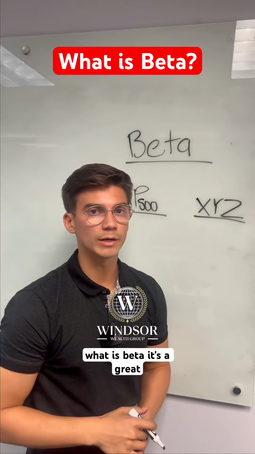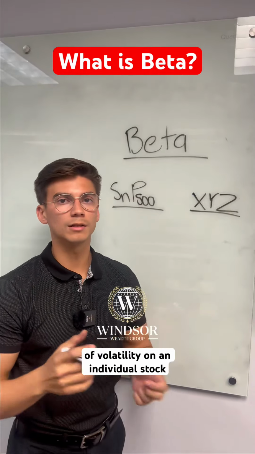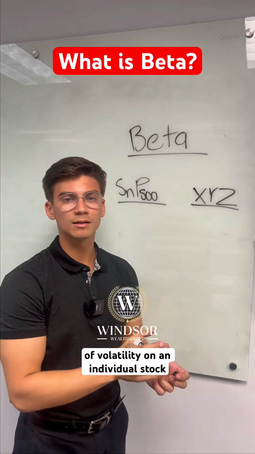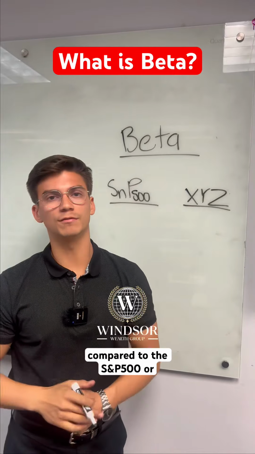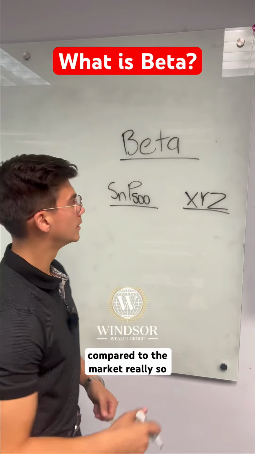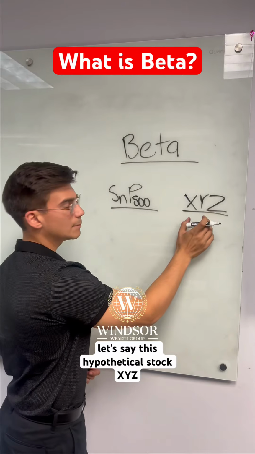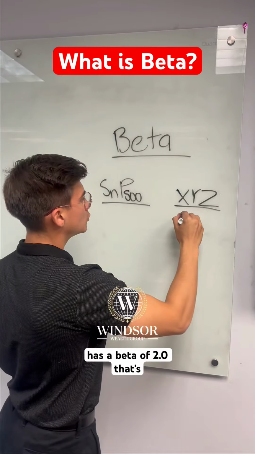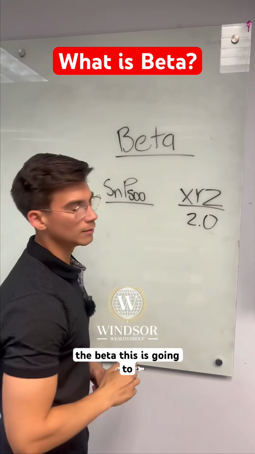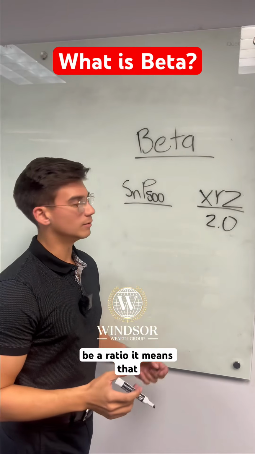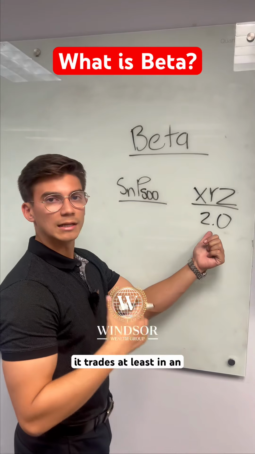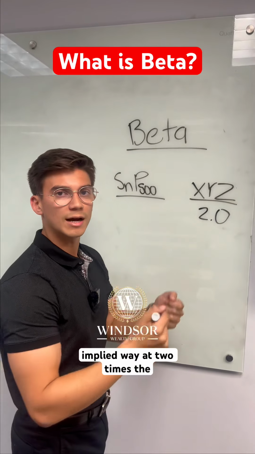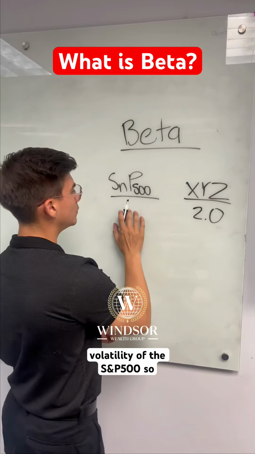What is beta? It's a great question. So beta is the mark of volatility on an individual stock compared to the S&P 500, or compared to the market really. So let's say this hypothetical stock XYZ has a beta of 2.0. That's the beta. This is going to be a ratio. It means that it trades, at least in an implied way, at 2 times the volatility of the S&P 500.